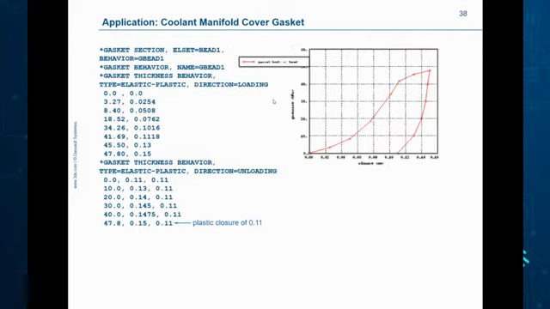Here is the behavior for the body with the bead, and the numbers are different, but the format is basically the same. So the first behavior was for the green part of the gasket, and then this behavior is for the red part of the gasket.